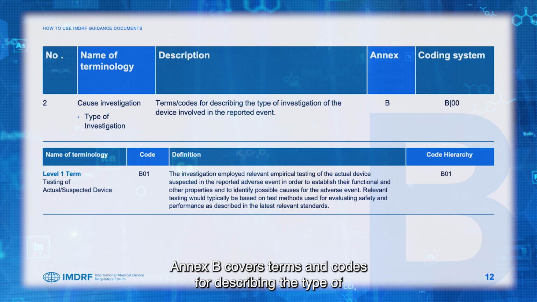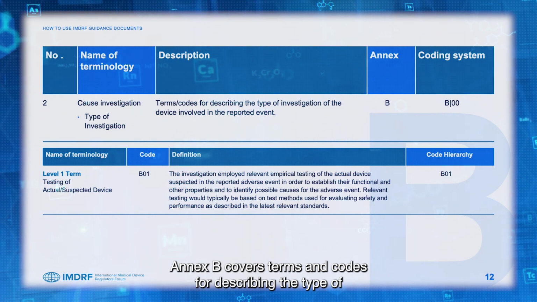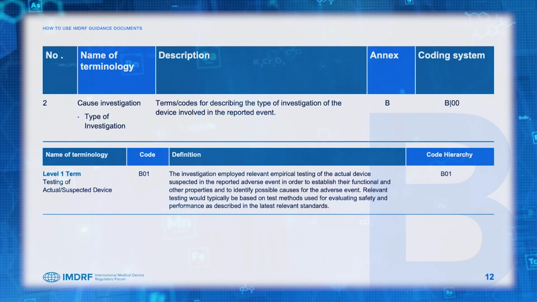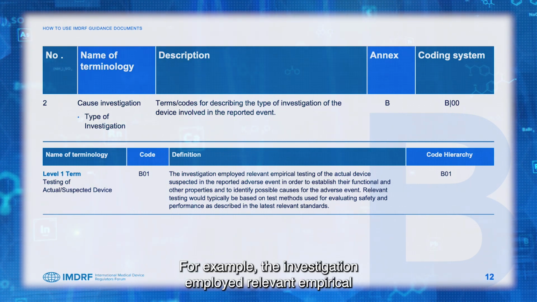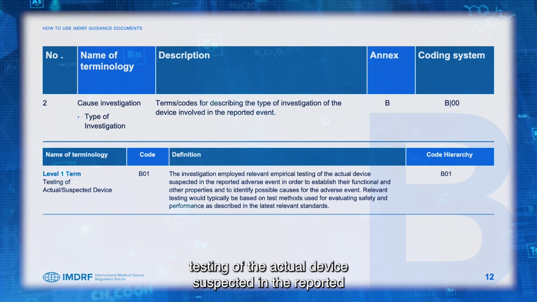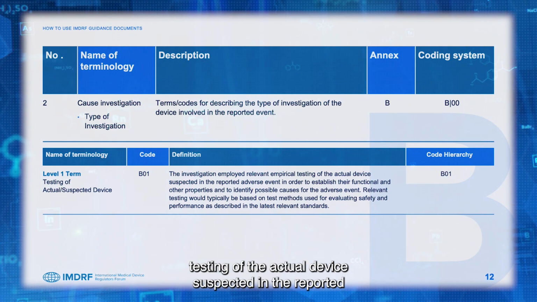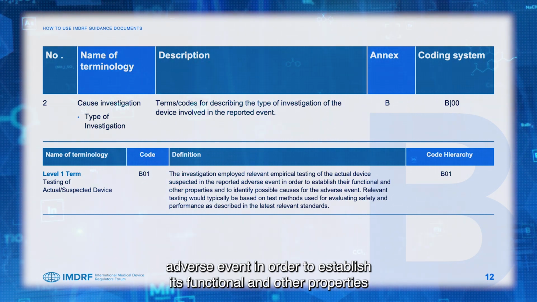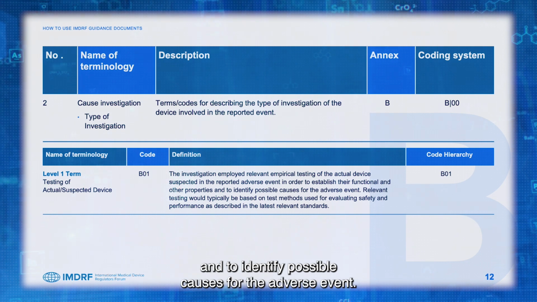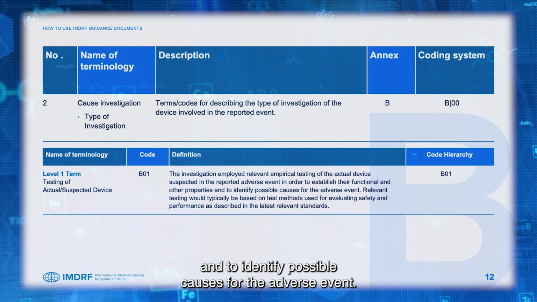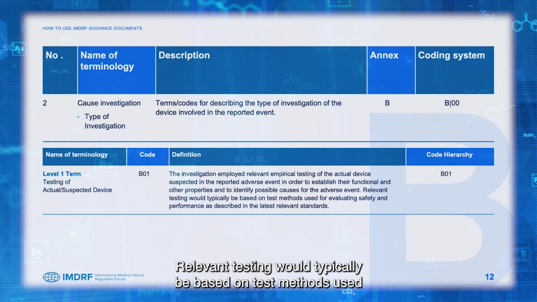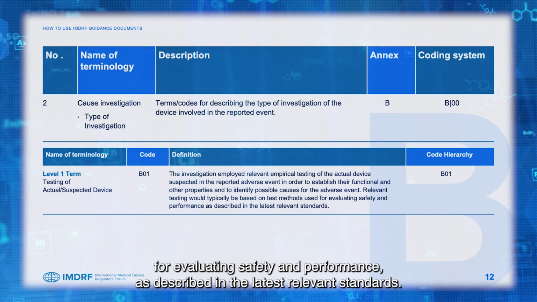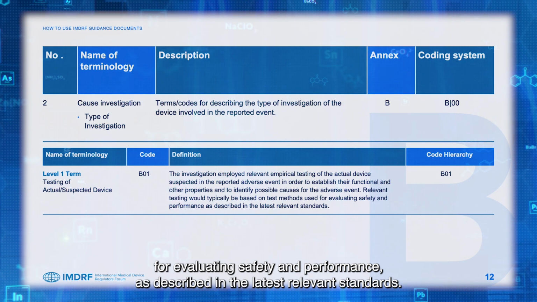Annex B covers terms and codes for describing the type of investigation carried out on the device involved in the reported event. For example, the investigation employed relevant empirical testing of the actual device suspected in the reported adverse event in order to establish its functional and other properties and to identify possible causes for the adverse event. Relevant testing would typically be based on test methods used for evaluating safety and performance as described in the latest relevant standards.